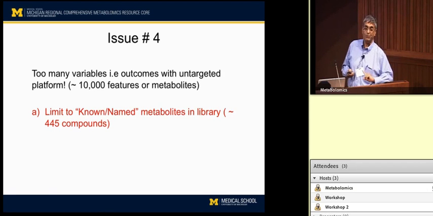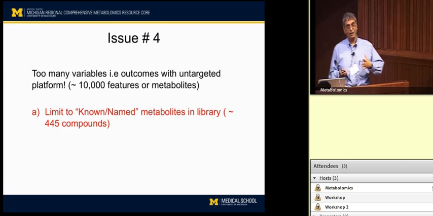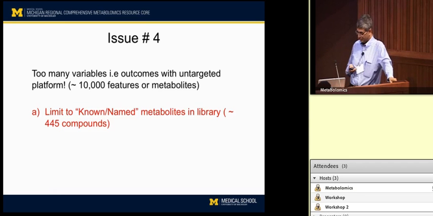Now, the downside of this is that there may be an unknown metabolite that may have a greater biomarker potential, but you're ignoring that. So by limiting the number, in some ways, you're actually ignoring something that may have a very high potential. So that is a downside of this approach.